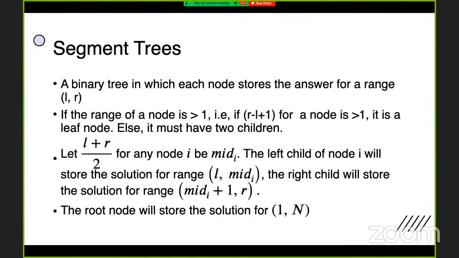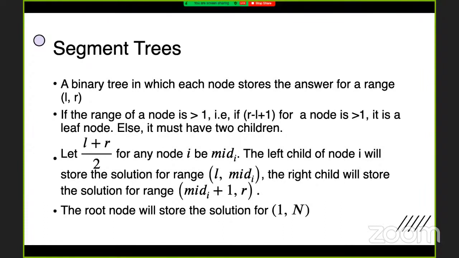A segment tree is a binary tree in which each node stores the answer for a range L to R. In our case, we're finding the sum, so each node will store the answer for a range L to R. If R minus L plus 1 is equal to 1, then it's a leaf node. If it's greater than 1, then it's not a leaf node, and it has to have 2 children.